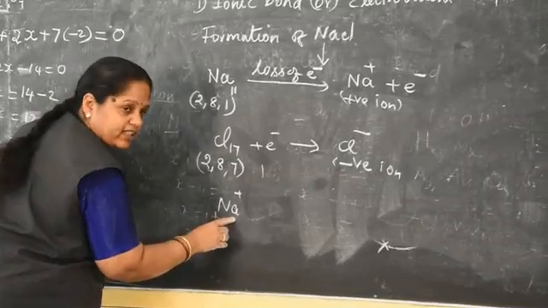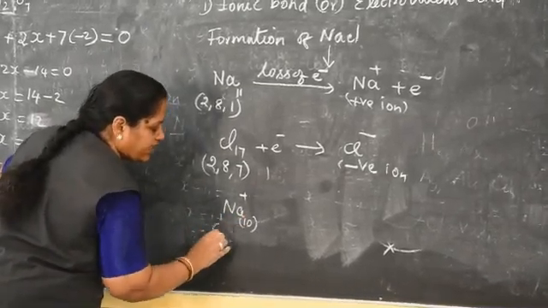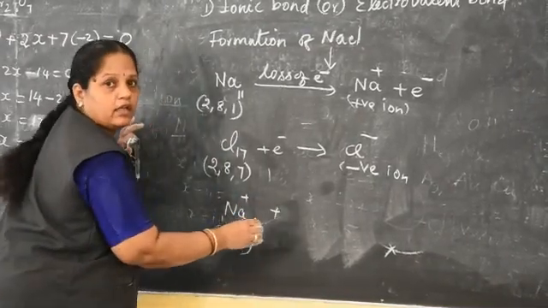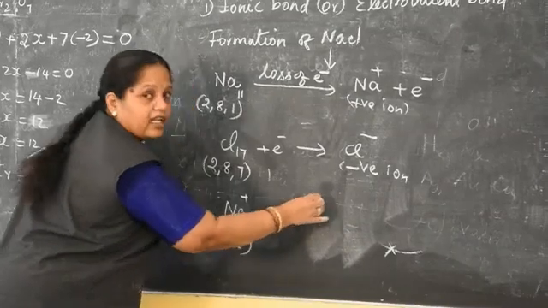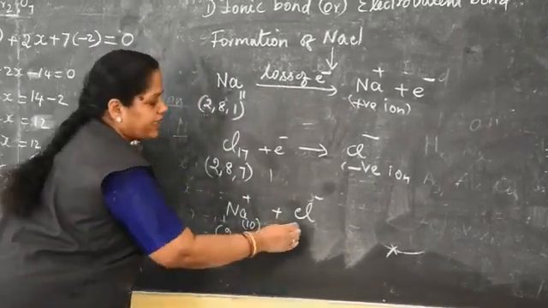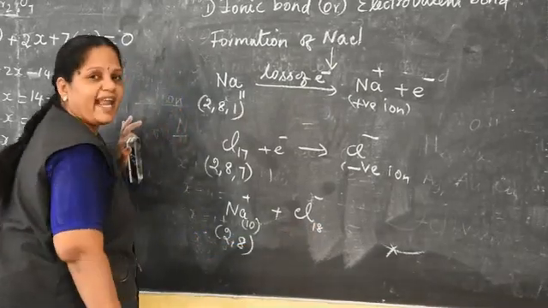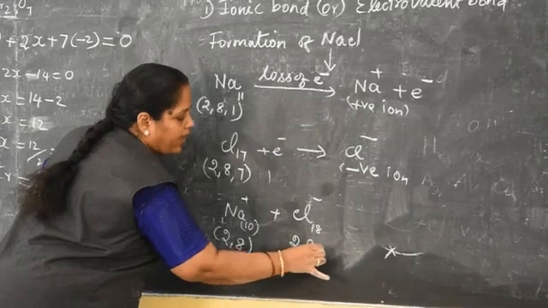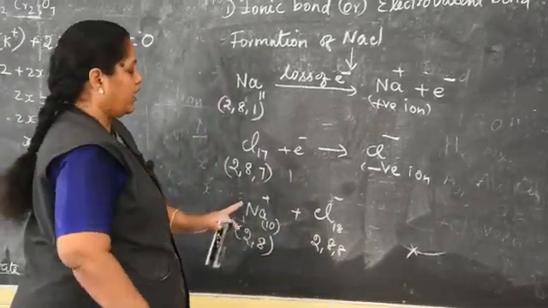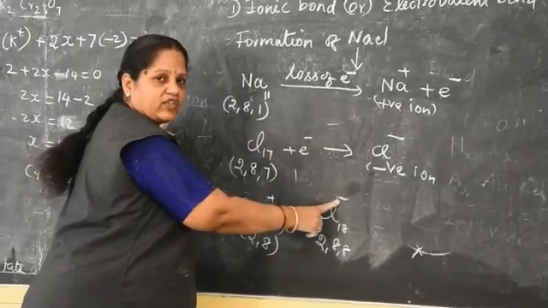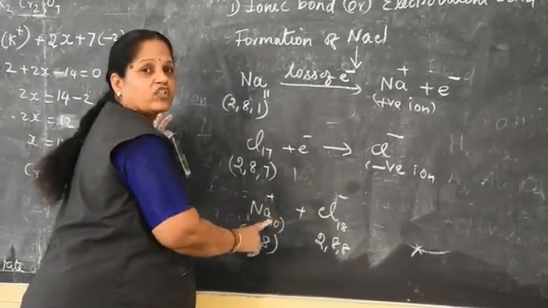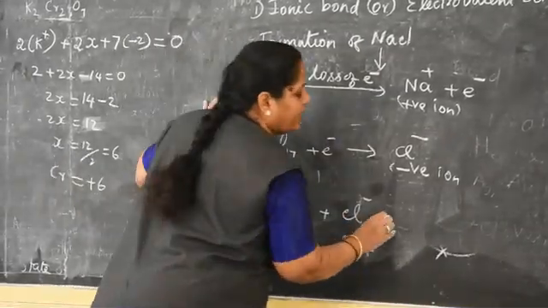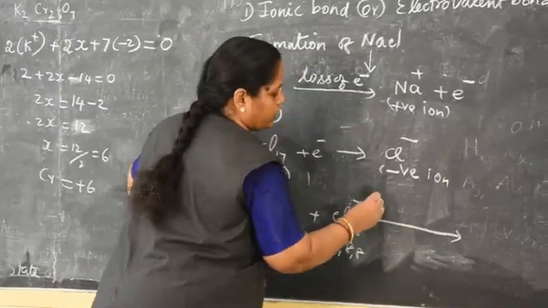Now the formed Na plus: how many electrons are in it? 10 electrons only. Its electronic configuration is 2, 8. Cl minus: here there are 18 electrons. Its electronic configuration is 2, 8, 8. So one carries a positive charge and the other carries a negative charge. There is an electrostatic force of attraction between the positive ion and the negative ion.